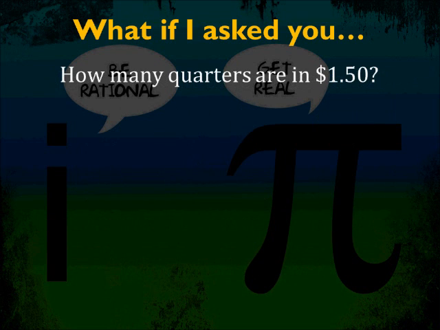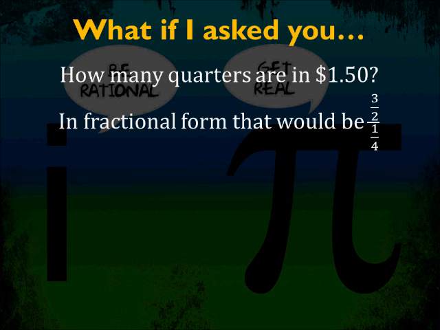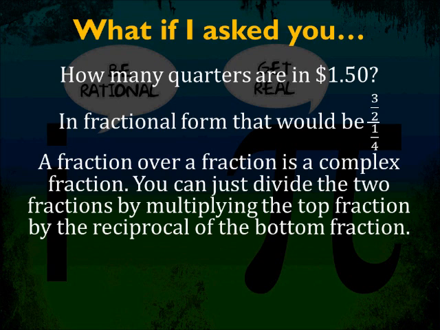Now if I asked you how many quarters are in $1.50, you could count, but if you wanted to do it mathematically, $1.50 is equivalent to 3 halves. A quarter is still 1/4. To calculate that, you would just have to multiply the top by the reciprocal of the bottom. This is what we call a complex fraction. So, like I said, you can divide the two fractions by multiplying the top fraction by the reciprocal of the bottom. So 3 halves times 4/1 gives us 6 quarters in $1.50.